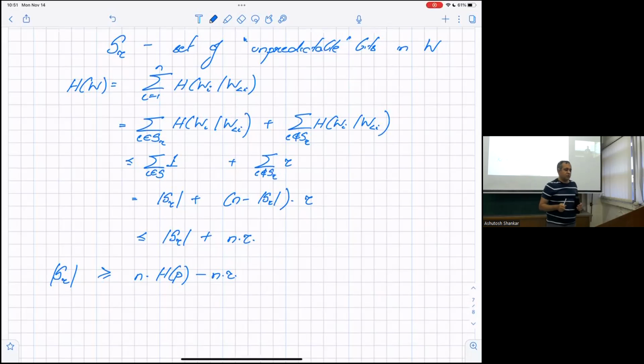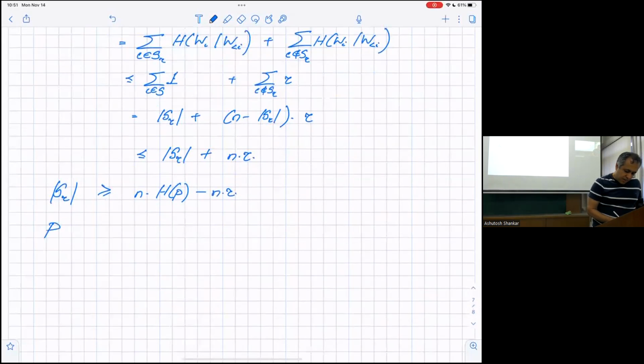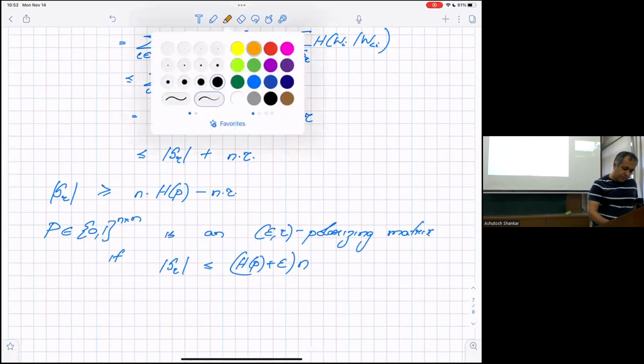And what we will do is define: P, a 0-1 matrix, is an epsilon-tau polarizing matrix if the size of S tau is less than or equal to n times H(p) plus epsilon n. It's not significantly larger than what the above bound says it should be. That would be the definition.